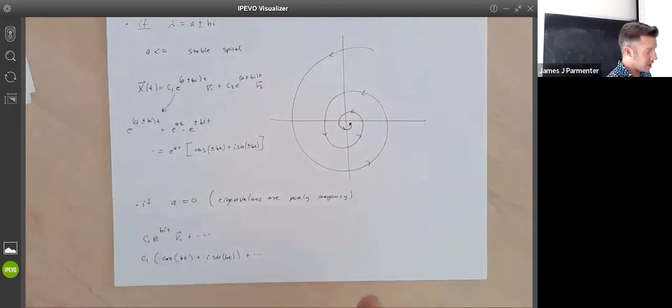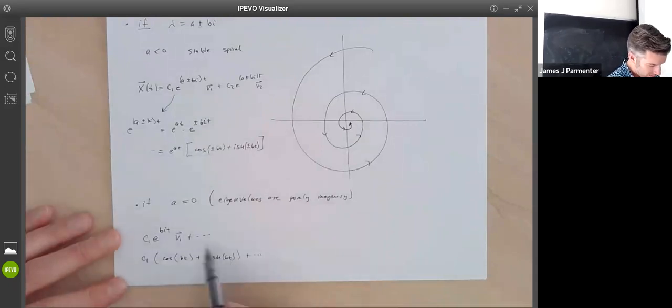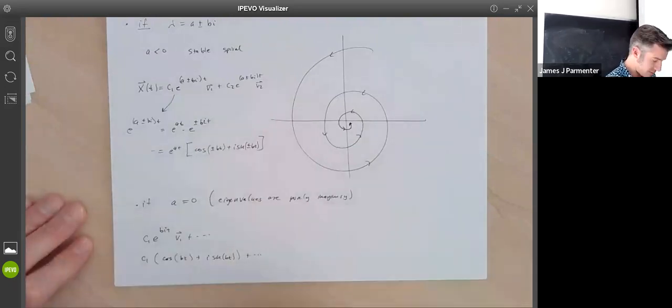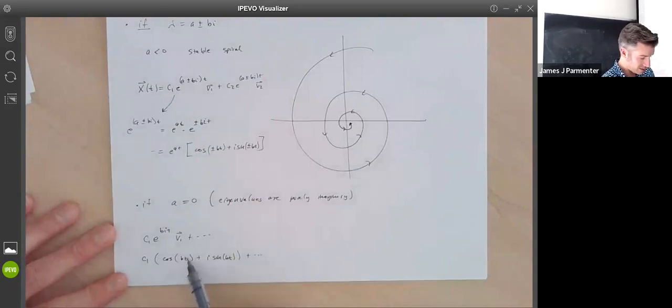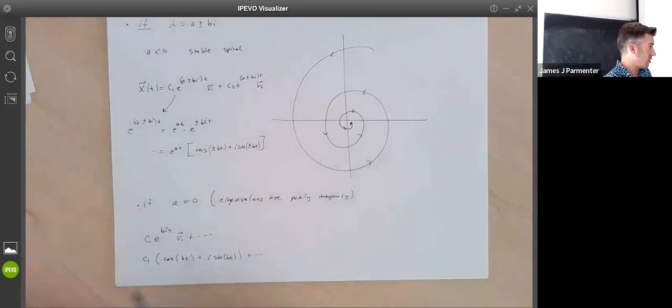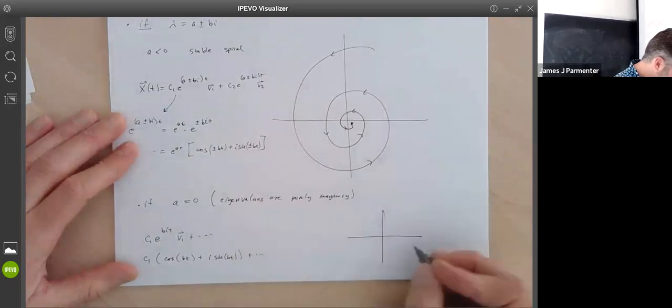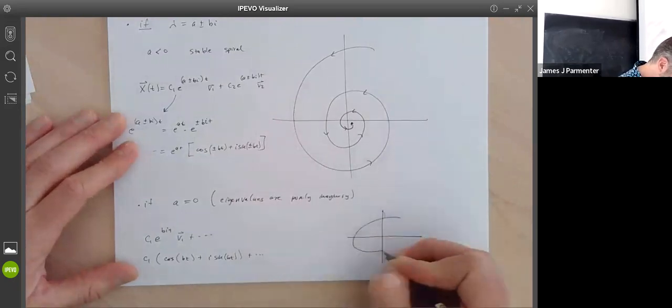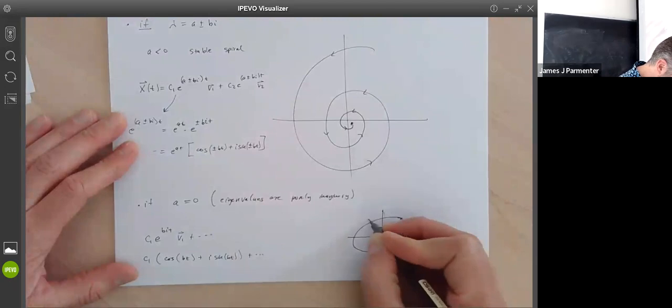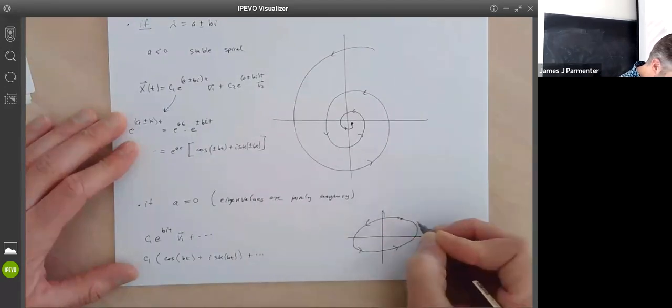It's not growing infinitely large or shrinking down to 0. It's just going back and forth, and this pattern cycles back on itself. Every time this Bt value goes from 0 to 2 pi, you get one full cycle of the sine cosine function, getting back to where you started. So it's going to look something like this, and you really do end up back on yourself, which is kind of interesting.